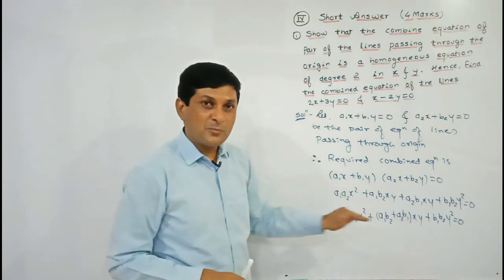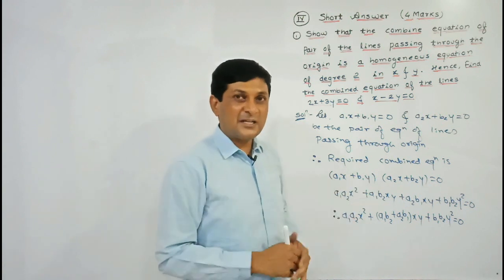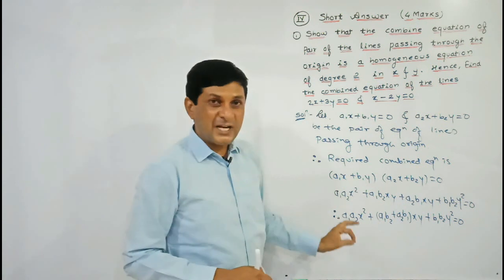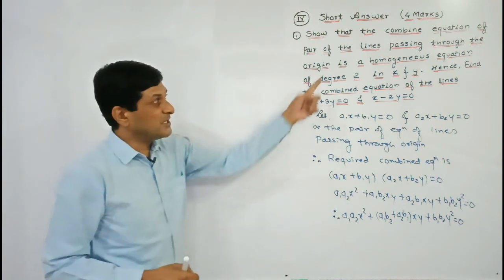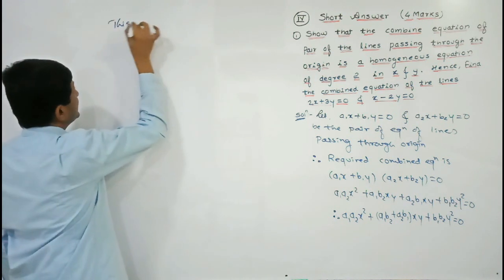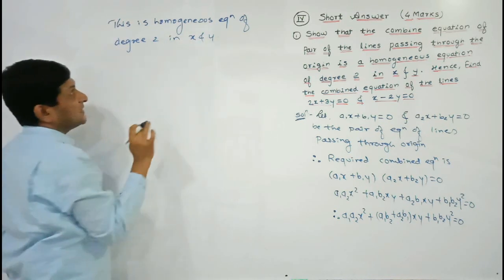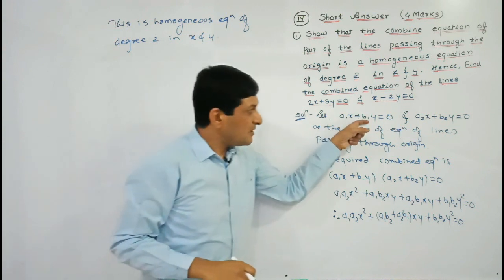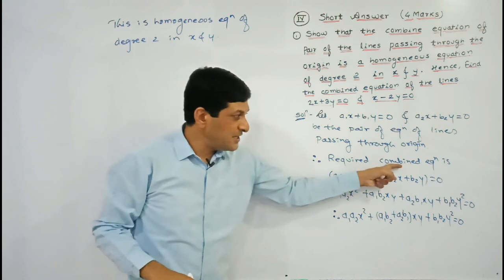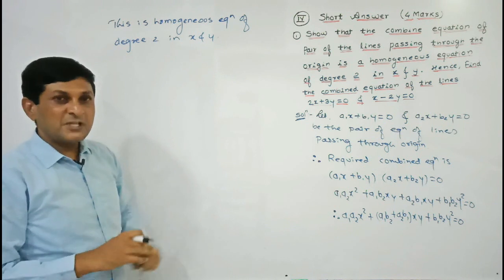And here we can observe that 3 terms are there and the degree of each term is the same, and if the degree is the same, at that time the equation is called what? Homogeneous equation. And what is the degree of each term? 2. That's why we can say that this is a homogeneous equation of degree 2 in x and y. In this way we have proved that if the two lines, meaning the pair of lines, pass through the origin, at that time their combined equation is a homogeneous equation of degree 2 in x and y. This completes the proof of the theorem.